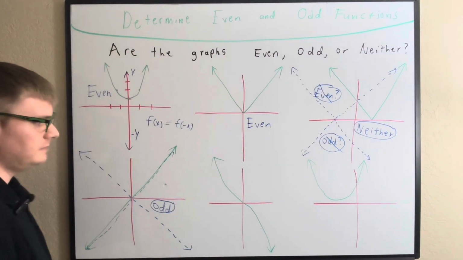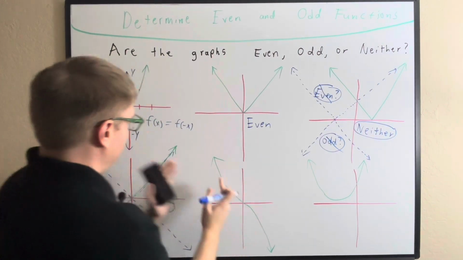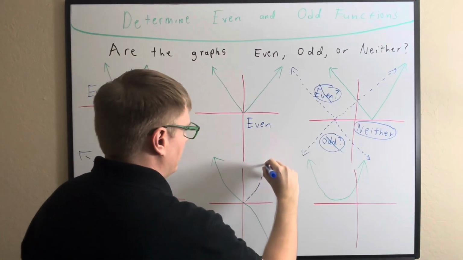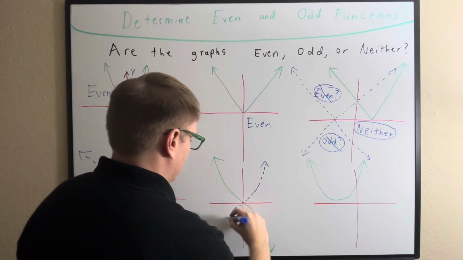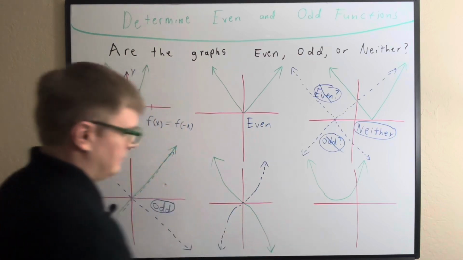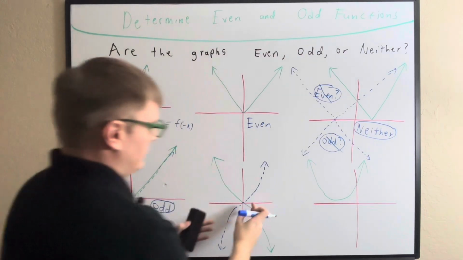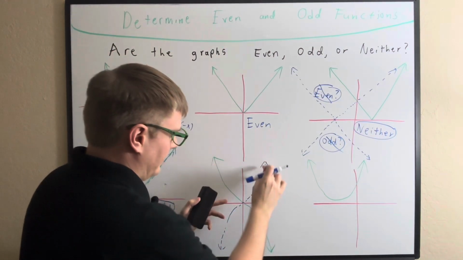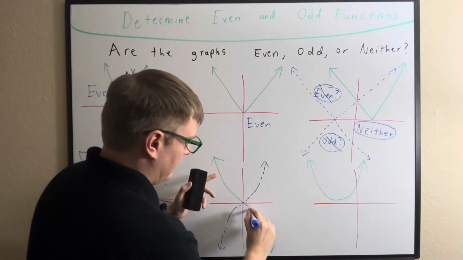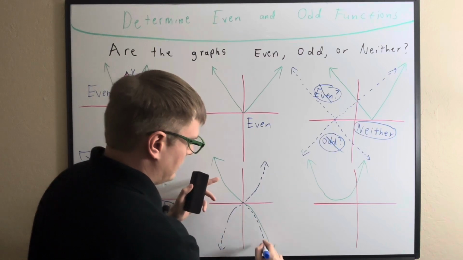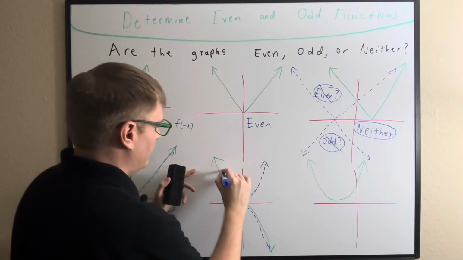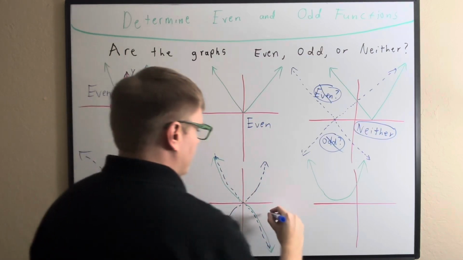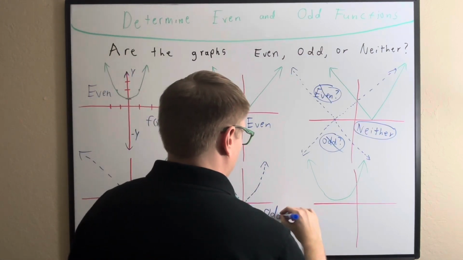Okay. Now, if you do that here, let's check to see if it's even first. You end up with that. That's not right. But if you reflect it again across the x-axis, realize this arrow would now be pointing down. And this one is now pointing up. And you're right back where you started, which means that this one is odd.